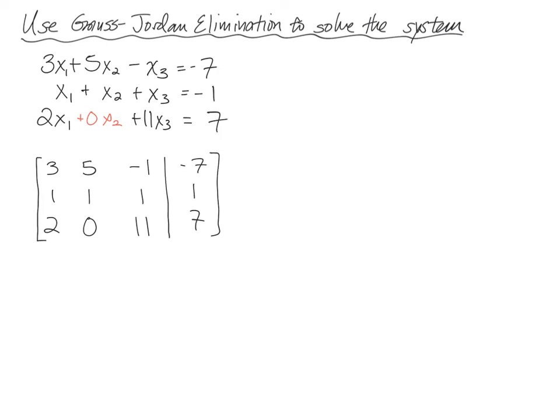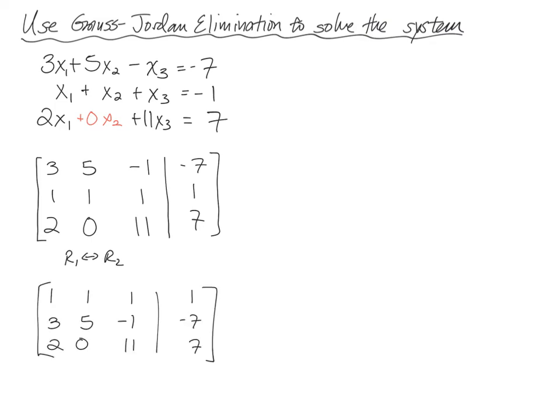We still have to get a 1 in the upper left-hand corner first. Unfortunately, we can't just divide by 3. That'll create fractions in the matrix, and I'm just a big proponent of no fractions in a matrix. So if you can row swap, let's do that. It looks like we can row swap here, so this would be row 1 being swapped with row 2, which gives us the new matrix.